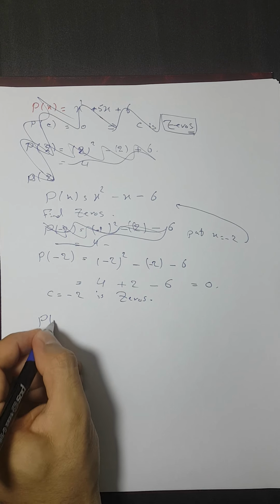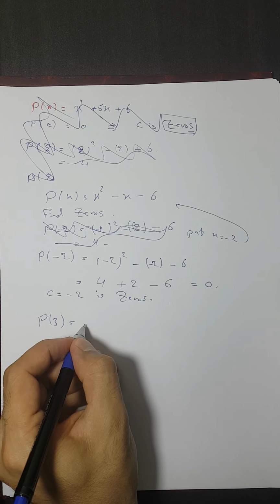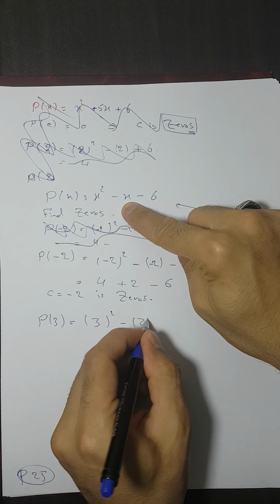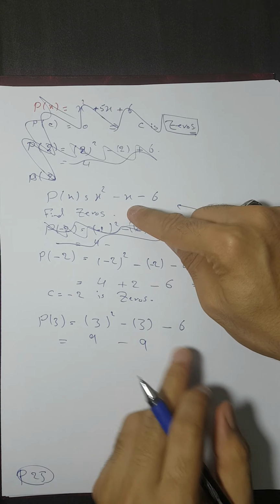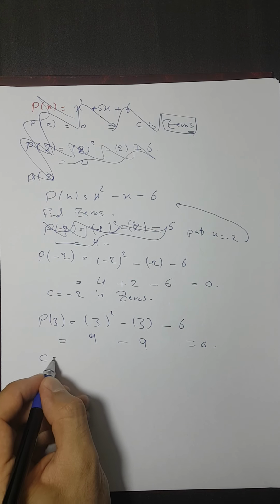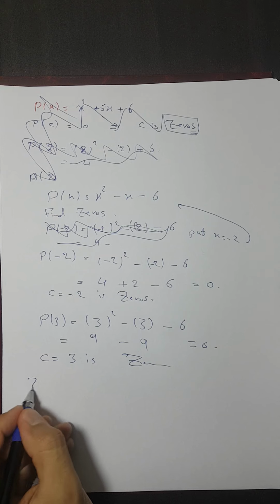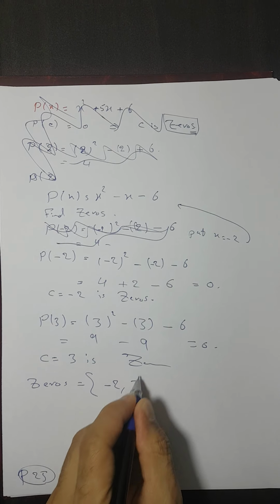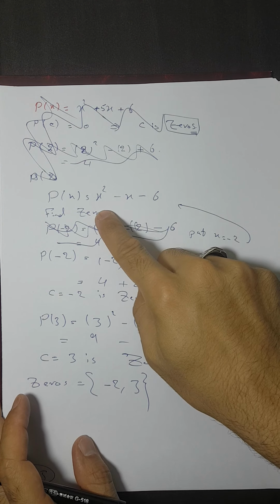How about if I put 3? We'll try. Okay, so I get what? I get 3 squared minus 3 minus 6, which is 9 minus 3 minus 6, equal to 0. So P at 3 is also 0. So the zeros are minus 2 and 3. So you see, if I put something here, I get 0.